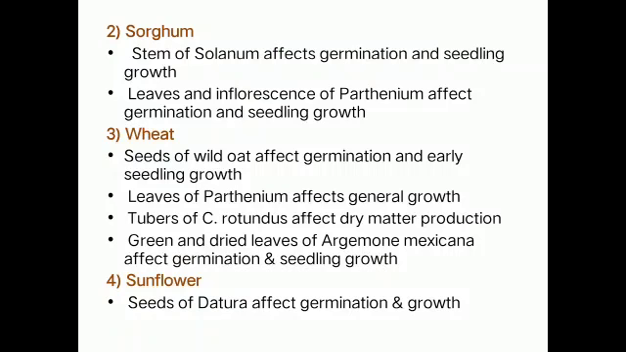Then the second crop is sorghum. The stem of Solanum affects germination and seedling growth. Solanum is a weed. Then leaves and inflorescences of Parthenium affect the germination and seedling growth of sorghum.